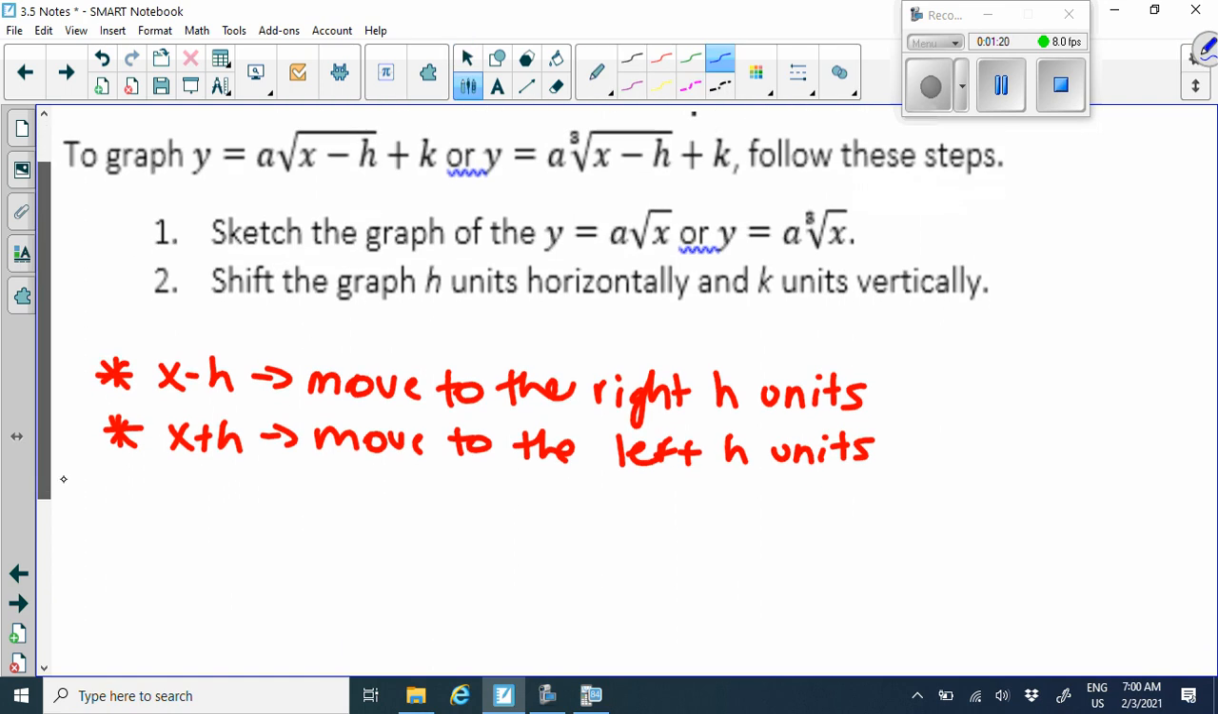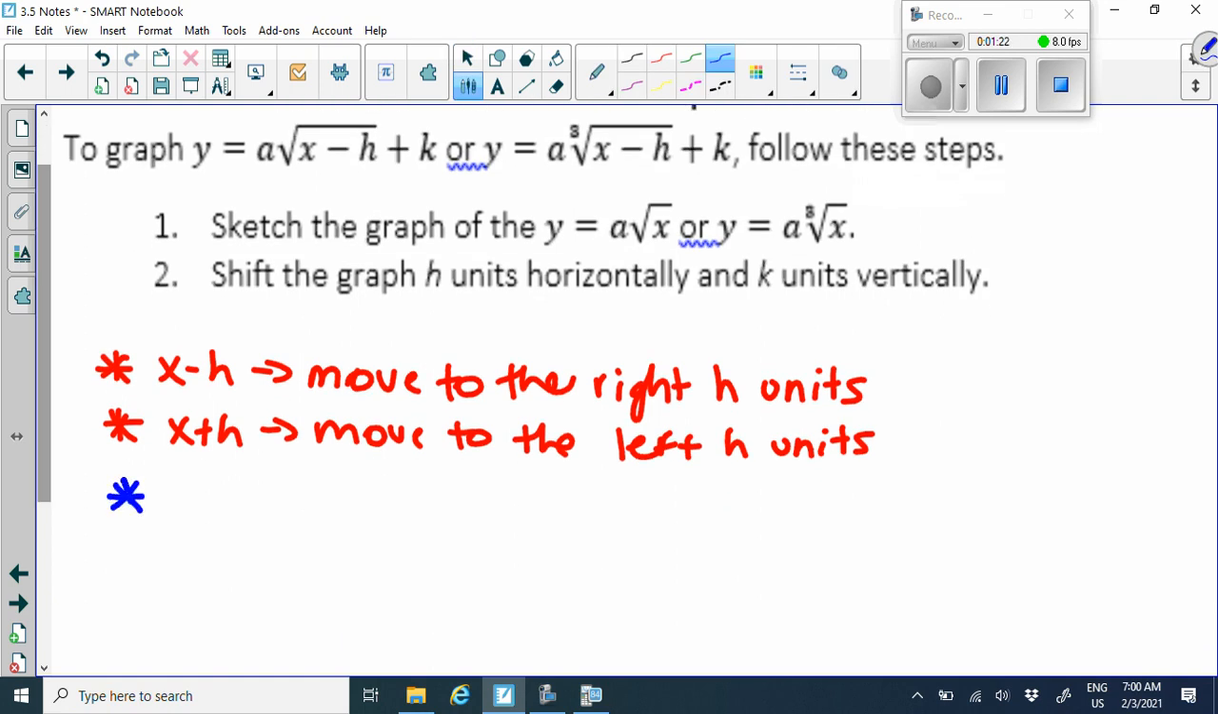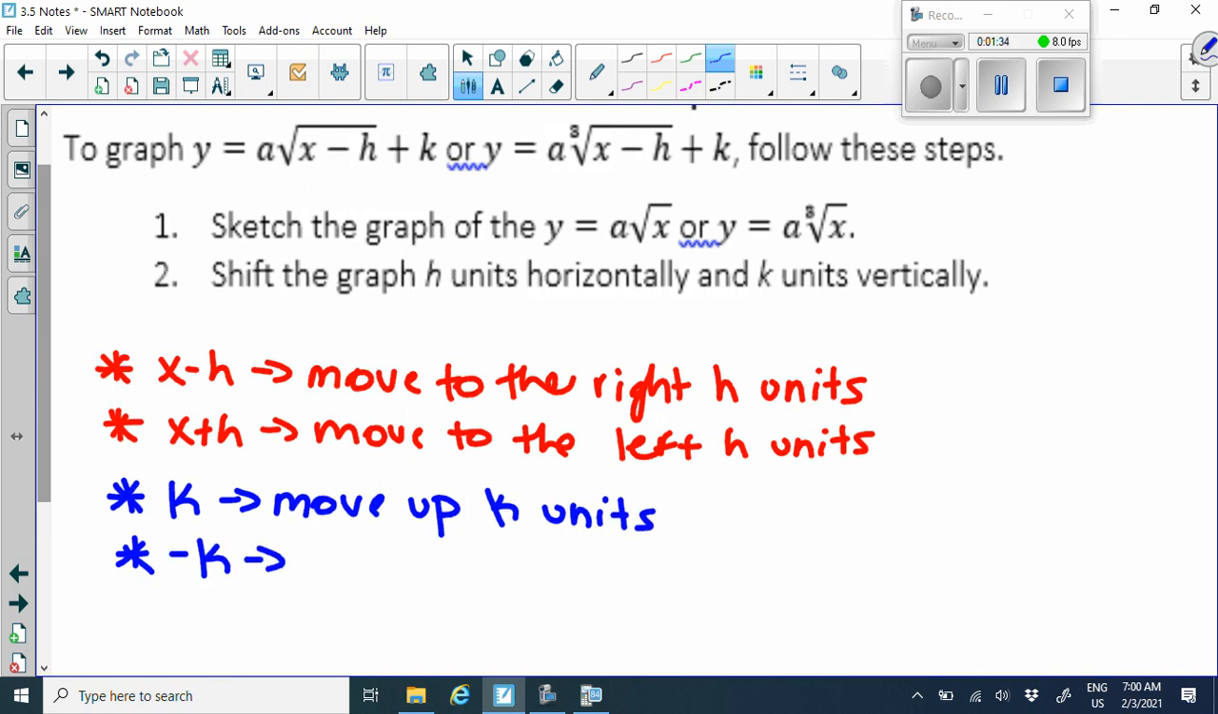Okay, then let's talk about our k. If we have a positive k, that means we move up k units. And if we have a negative k, that means we move down.